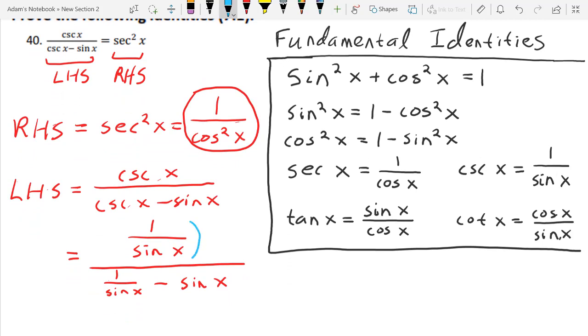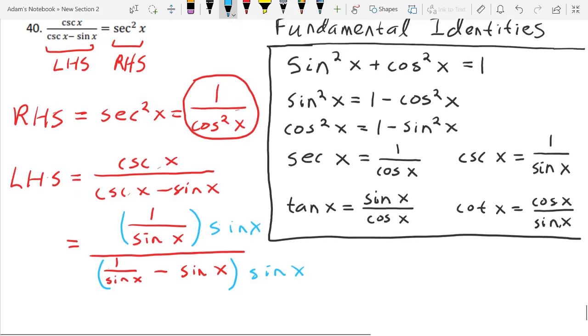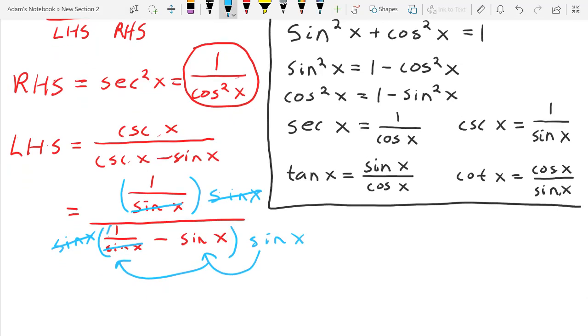To remove all these fractions, we multiply both the top and the bottom by whatever is in that denominator. Here the sine of x. And we multiply that to both the numerator and the denominator. And then that'll make the denominators cross out here. And then on the denominator, since there are two things, the sine x multiplies to both. And it crosses out the sines, leaving just the 1 on top on that part.